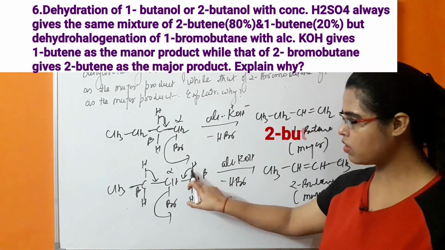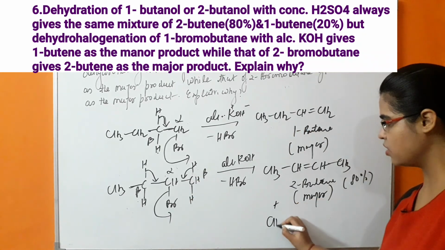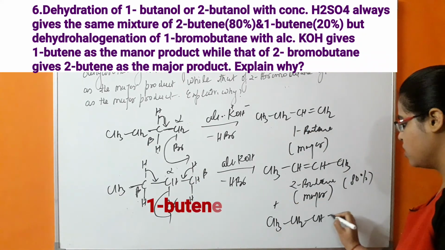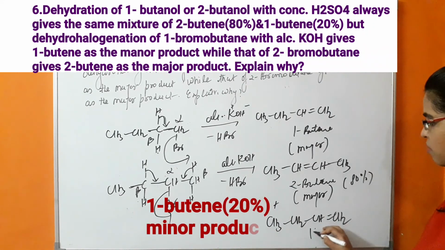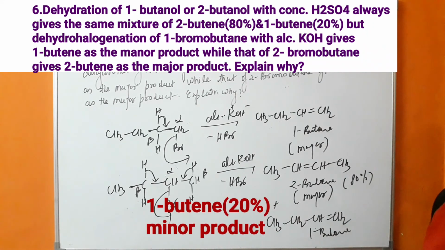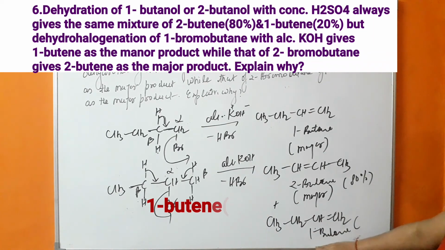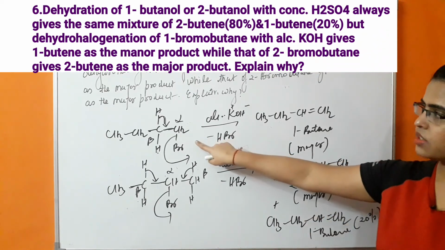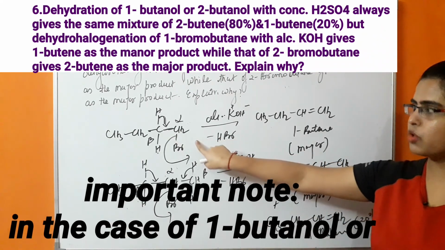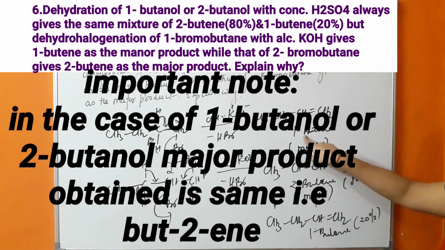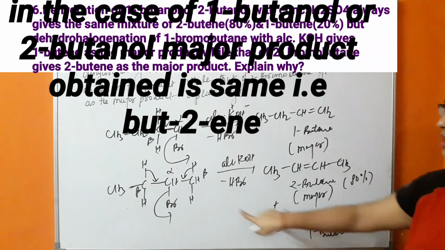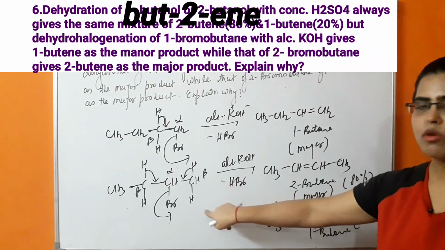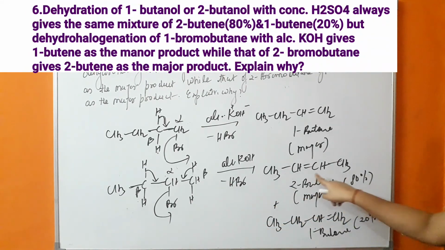Whereas if this hydrogen is removed, there will be formation of CH3, CH2, CH double bond CH2. This is 1-butene and this is less substituted. Because of that, the composition of this alkene will be lesser, about 20%, because it is less stable and less substituted. In the case of 1-bromobutane, the major product is 1-butene, whereas in the case of 2-bromobutane, the major product is 2-butene.